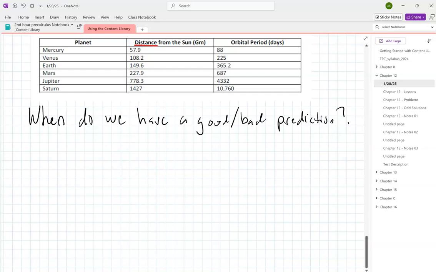Okay, how can I tell if I've made a good or bad prediction? Right, like I just made an estimate of the orbital period for Neptune, right? Guessed at how long it should take to go around the sun. But how do I know if I've done a good or bad job? So there's two things that I'd want to check.